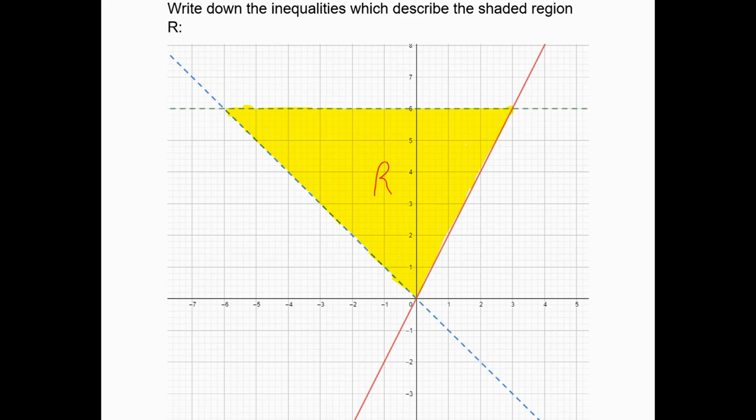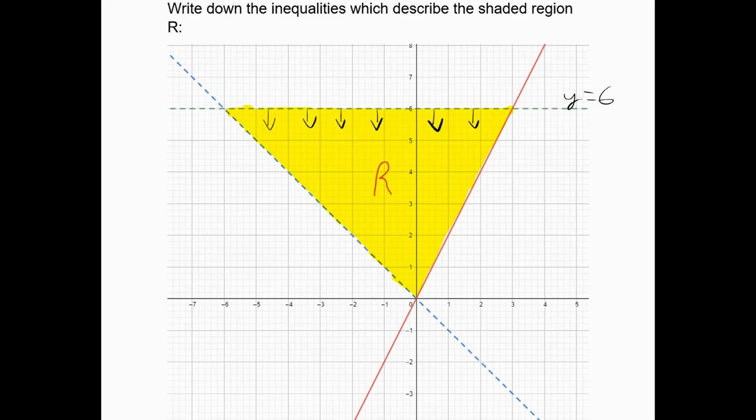This is how we would describe the shaded region in this last question. We have a green line which is horizontal. So every point on this line has y coordinate equal to 6. So this is the line y is equal to 6. We're interested in points which are below this line, so we can see the inequality will be y is less than 6. But let's finish doing all the lines first.